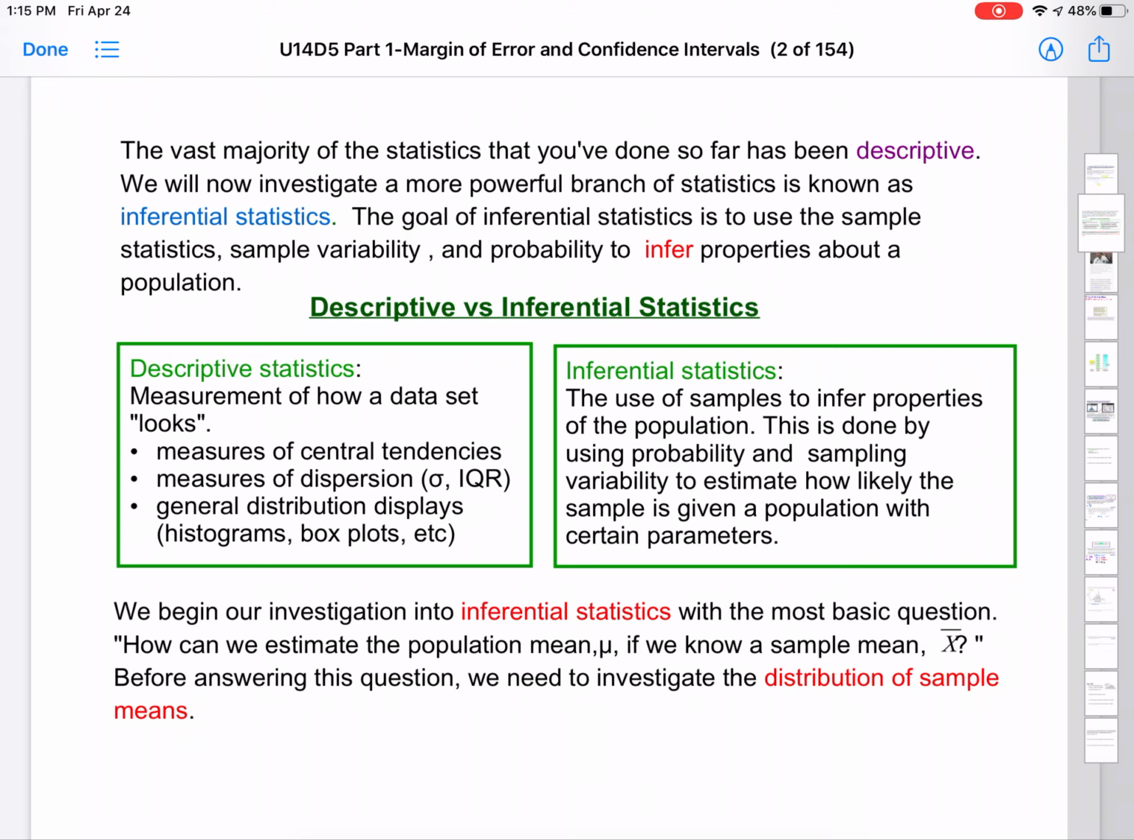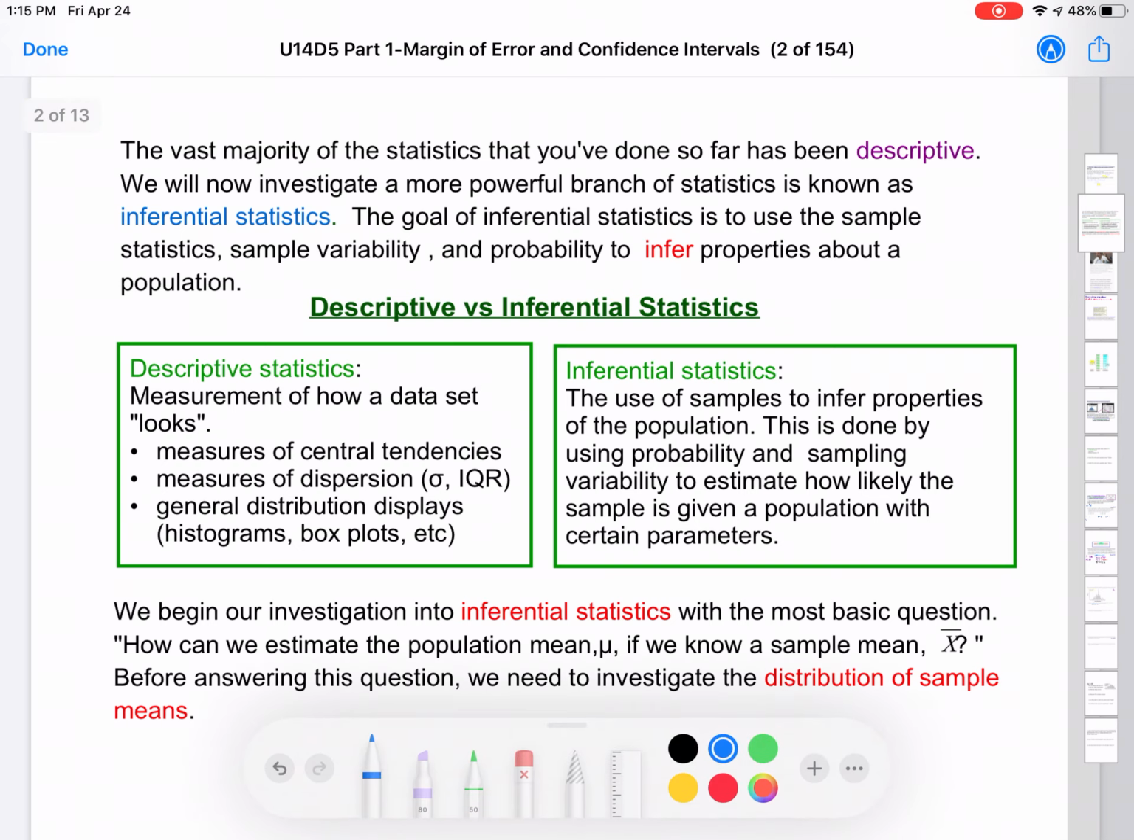Okay, so it says, I'm going to start reading right here. The vast majority of the statistics that have been done so far have been descriptive. Descriptive is right here, where we measure how a data set looks. We look at the measures of central tendency, the mean, median, the mode. We look at the measures of dispersion, which is the standard deviation, mainly interquartile range. In 9th grade, you guys did some of this, and we did review a little of the box plots.